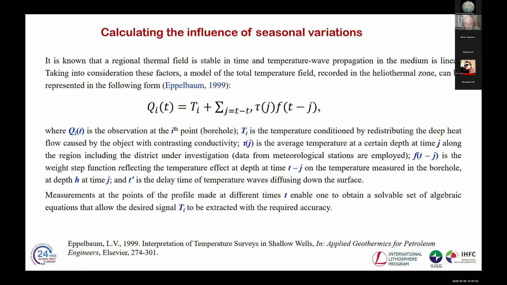What is essential in this formula? First, we need to use some variations that we receive from some temperature station in the vicinity, from a meteorological station in the vicinity of the archaeological study. And the third, we need to apply this measurement not one time, but several times, maybe 3 times in different periods of time.